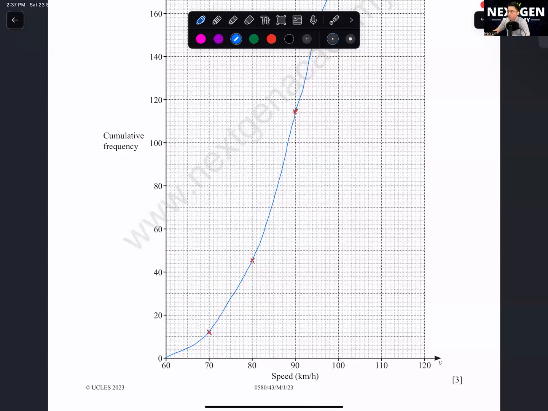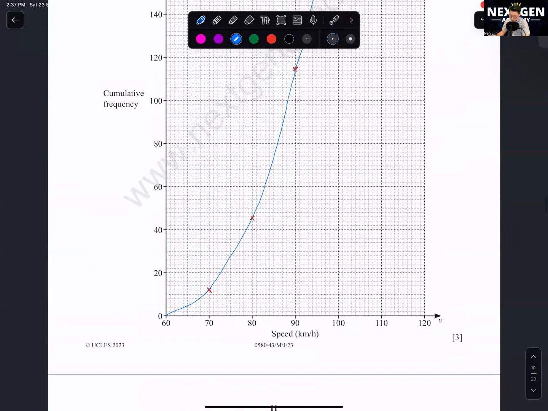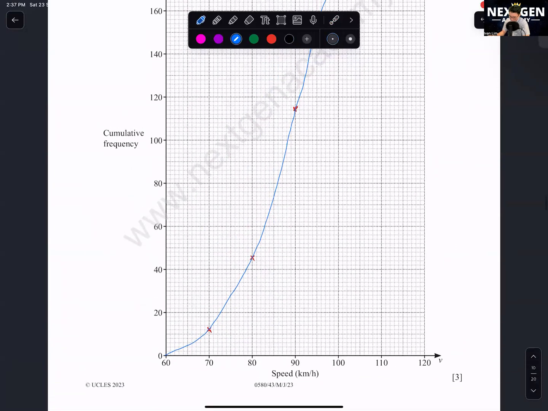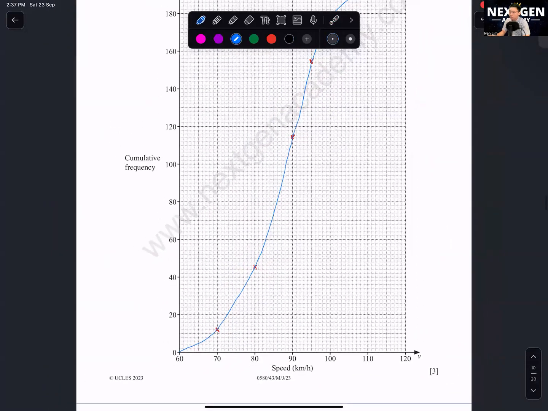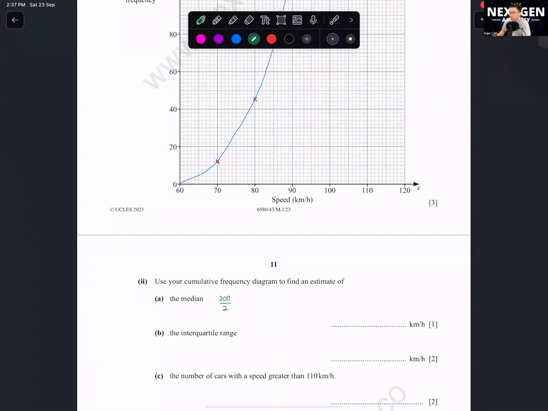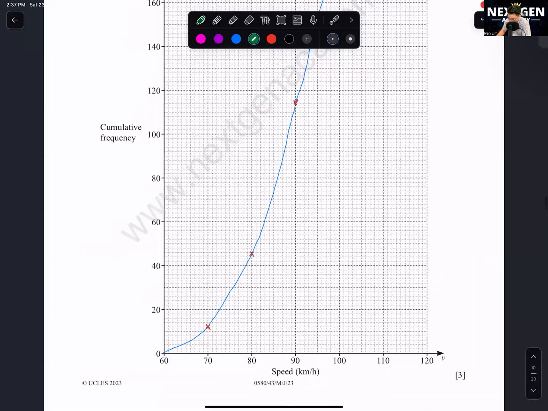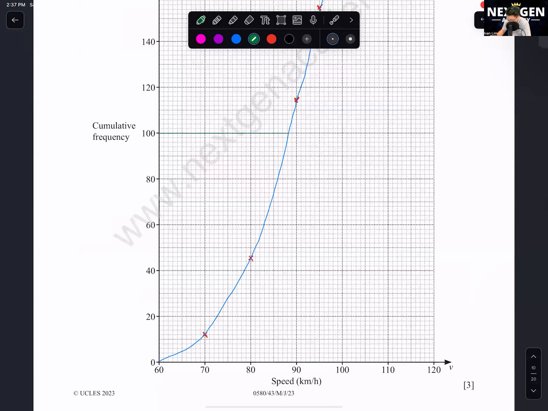All right, next one. They want you to find the median and interquartile range. How to find the median? You just take 200 divided by 2. I'm going to use green color. On your cumulative frequency, you find 100, then draw a line across, like this, and draw a line down.